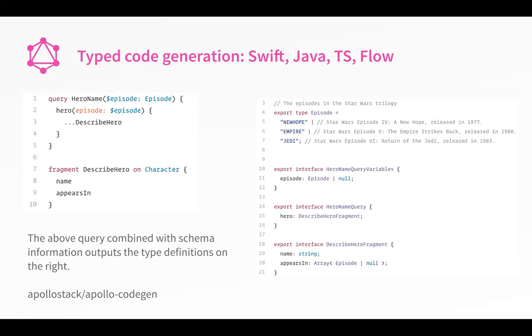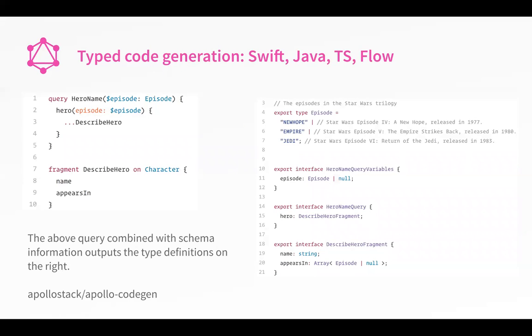Facebook heavily uses code generation internally to load GraphQL data into their Android and iOS apps. And that's now something you can do with open source tools. The most mature set of tools that we have are for Swift. So for iOS development, you can generate types. We also have TypeScript and Flow for people who are building their apps with React, as I've heard you guys are, and also for Java.